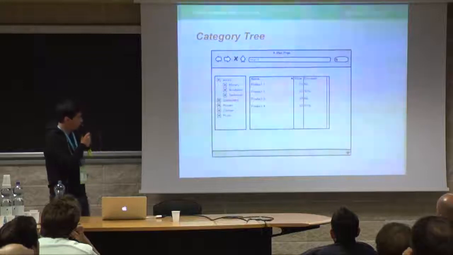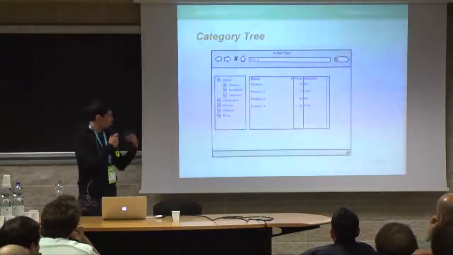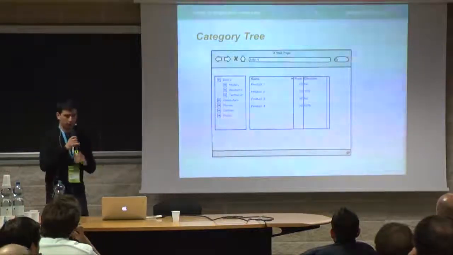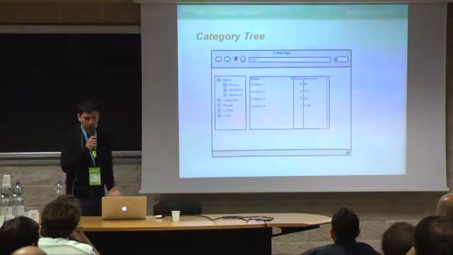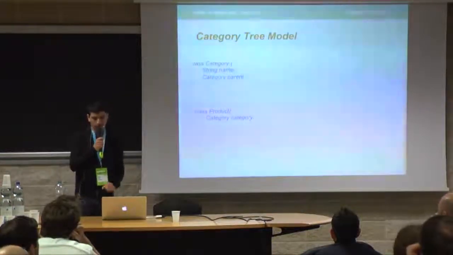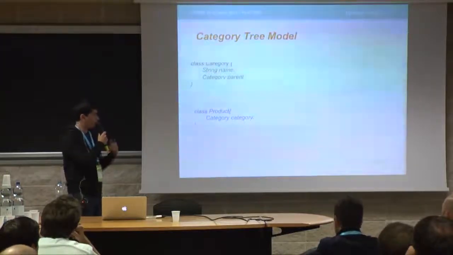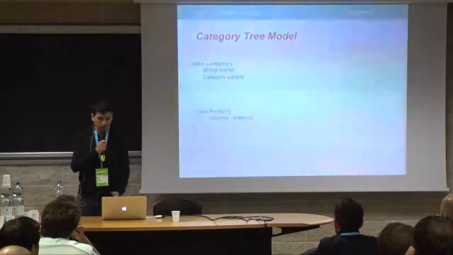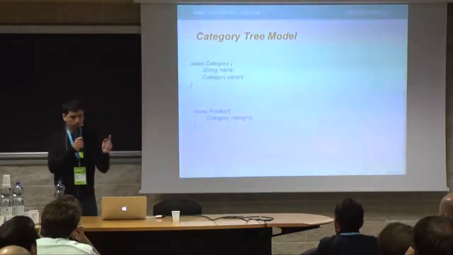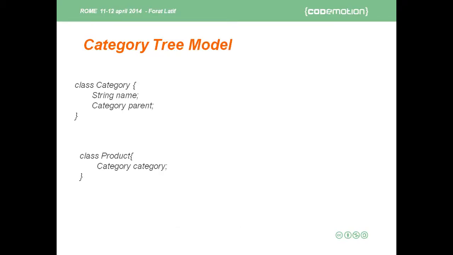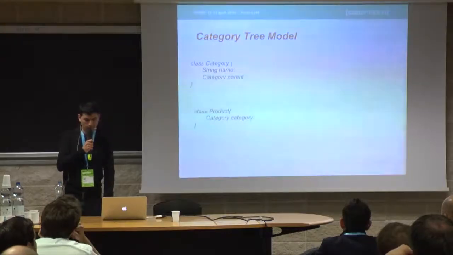But what if we want to add subcategories? You have a category that has, like, books of type technical. And if you click on technical books, you should see only technical books. But that's not a problem, as we can just modify our category object. We add a name and we add a parent, so we have a tree. And we can show that tree without any problem. If you click on the plus sign, we would just do an AJAX call and select the categories that are children of that category. The product has a category, so we can search them by category as well without any problem.